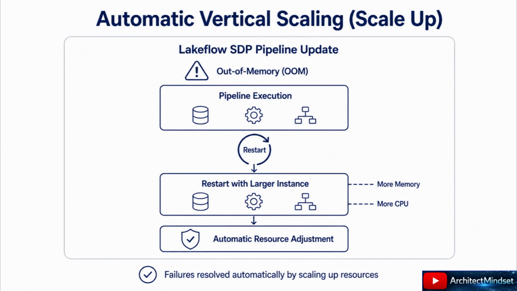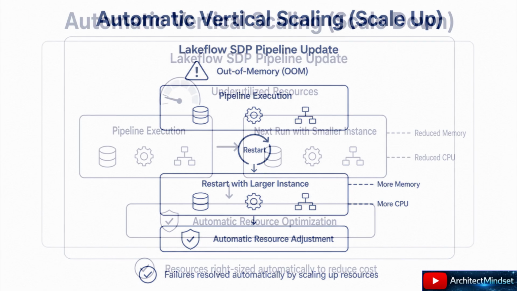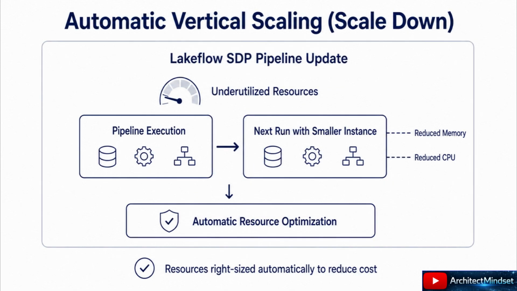So SDP detects when a pipeline update fails due to out of memory. It automatically restarts the update using larger instance types to resolve the failure. If the system detects that the allocated instances are consistently underutilized during updates, it will automatically switch to smaller instance types for subsequent runs to reduce the cost.